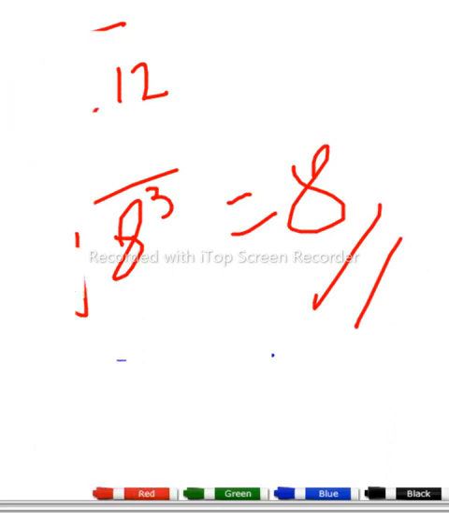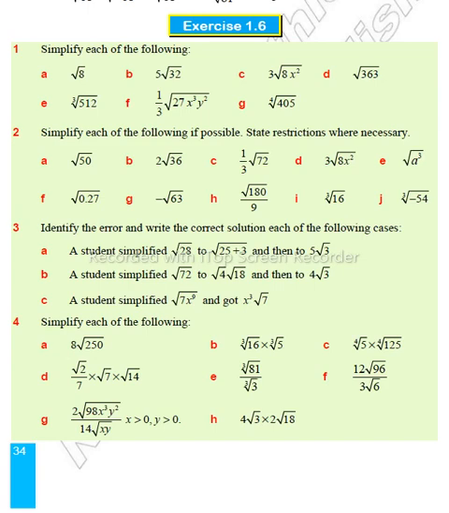Again, we have another question. Question number E. Question letter E. Letter F says that this is also a very simple question: 1 over 3 square root of 27 x to the power of 3, y to the power of 2.